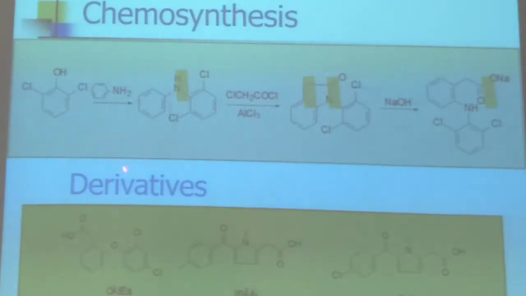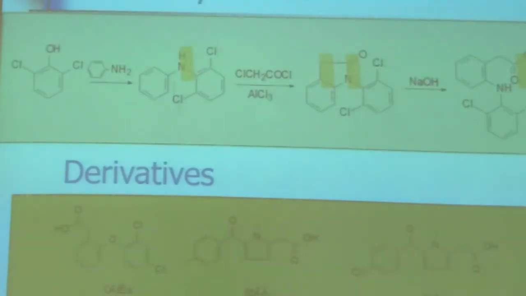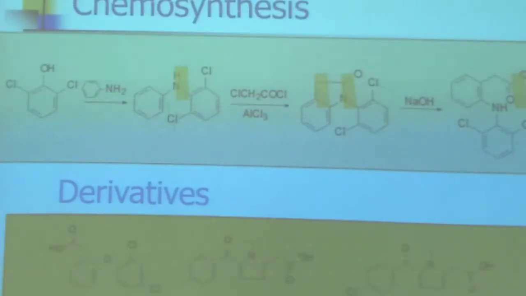Chemical synthesis of diclofenac sodium: it can be formed from 2,6-dichlorophenol when it reacts with aniline. The hydroxyl group will react with the proton of the amino group, and water will be removed as a byproduct, and there is the formation of a bridge, that is the amino bridge, and your new structure is formed, 2,6-dichloroanilinobenzene.